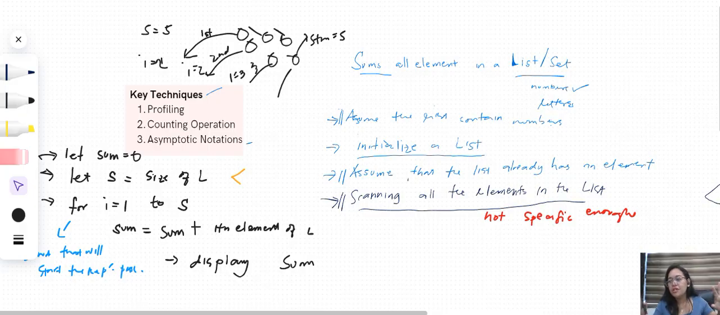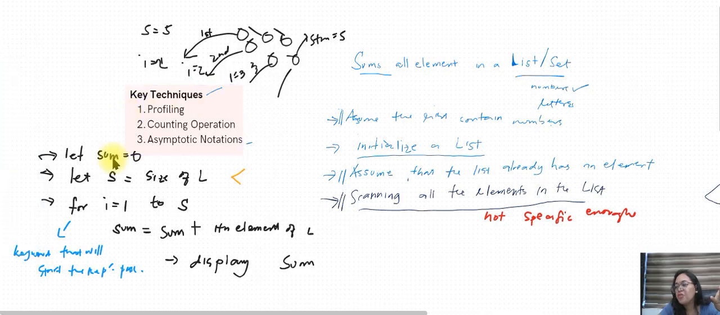So we have here our pseudo code now on summing all the elements on the list. Now let's analyze this. How do we know that this algorithm is okay? It's fine, it solves the problem, yes, but how fast is it going to be if we run it on a computer?